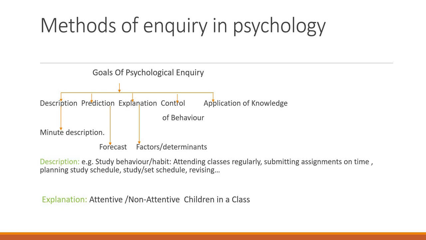Like any scientific research, psychological inquiry has the following goals: description, prediction, explanation, and control of behavior, and application of the knowledge so generated in an objective way. Description. In a psychological study, we attempt to describe a behavior or a phenomenon as accurately as possible. This helps in distinguishing a particular behavior from other behaviors.